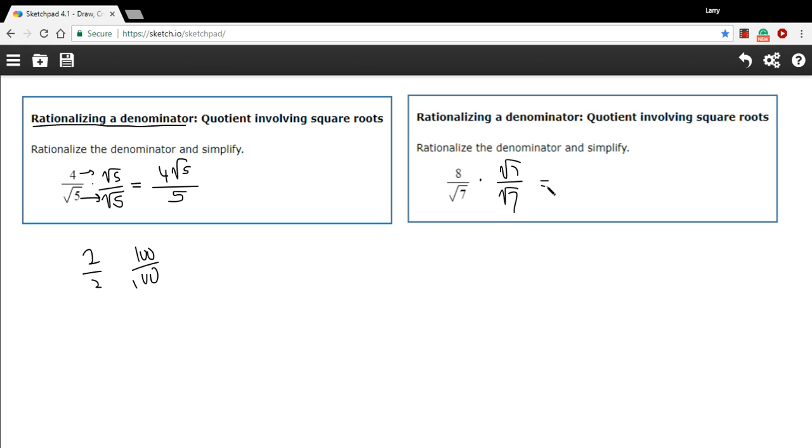And then we just do the multiplication. We write that as 8 times the square root of 7. And the square root of 7 times the square root of 7 is square root of 7 squared, or just 7. And that's all there is to rationalizing the denominator with problems like this.